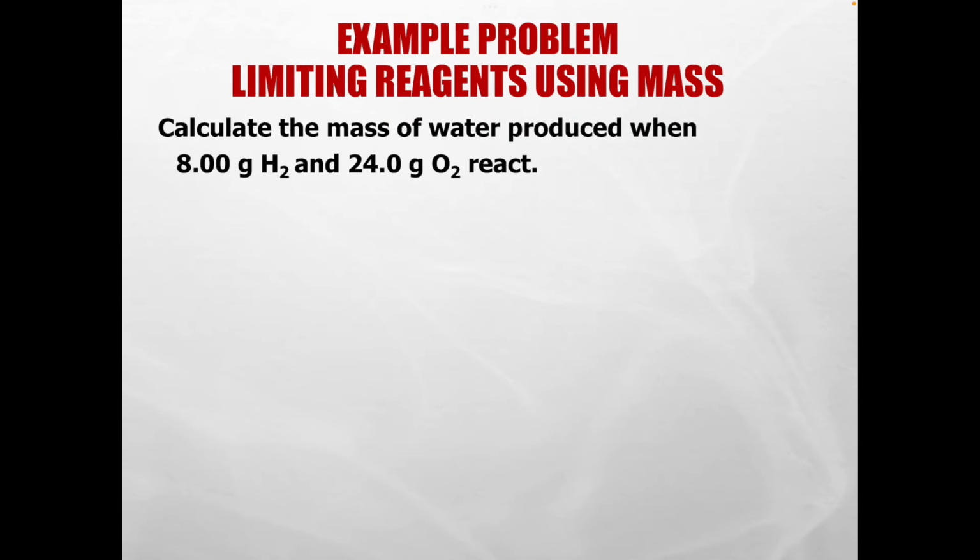So here's an example problem. This says calculate the mass of water produced when 8 grams of hydrogen and 24 grams of oxygen react. Again, we're going to need a chemical equation because we need to see the mole ratio between hydrogen and water and oxygen and water. So the first thing we'll do is write a balanced chemical equation.